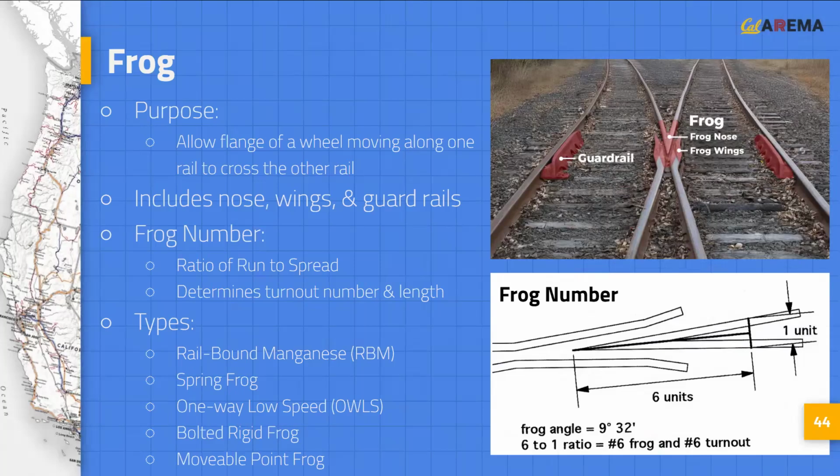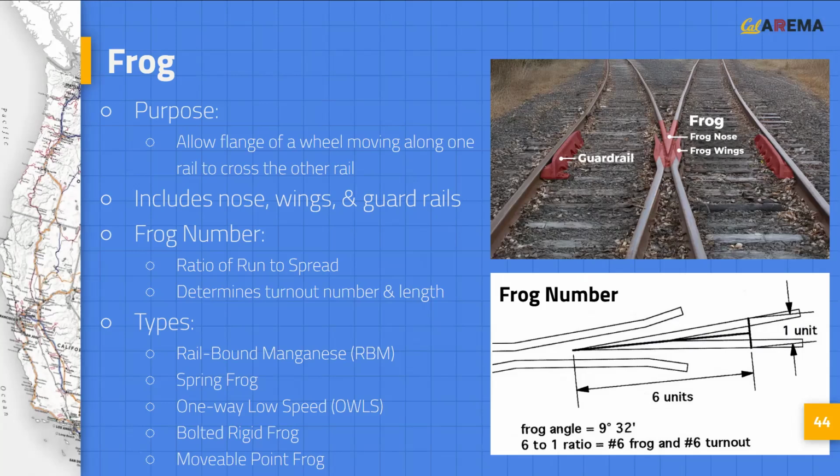The frog is the device at the intersection of the two running rails that permits the flange of a wheel moving along one rail to cross the other rail. The frog includes the frog nose, frog wings, and guardrails. Guardrails typically accompany frogs to prevent misrouting and derailments and to protect the frog point from impact. The guardrail captures the back of the flange of the wheel opposite the frog and guides the other wheel through the throat opening of the frog.